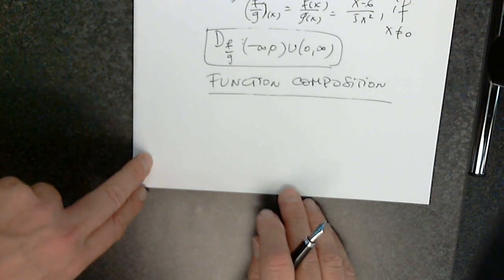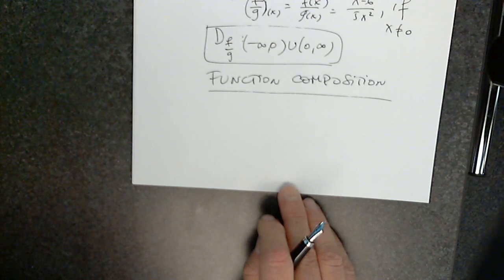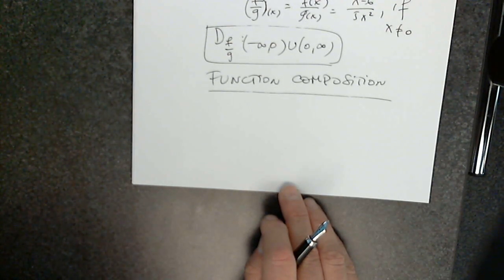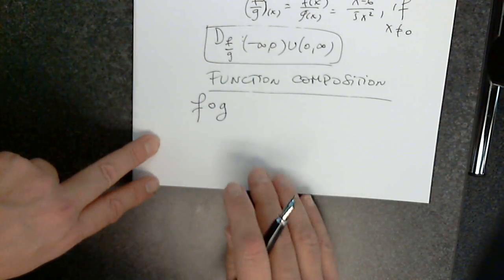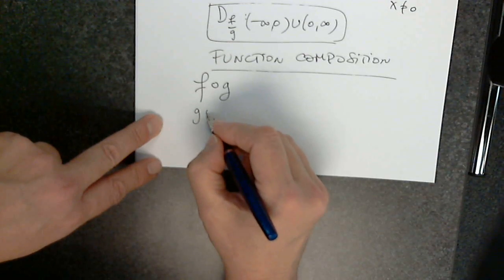This is none of the above ones. None. It's not addition, it's not subtraction, it's not multiplication, it's not division, it has nothing to do with those. The notation is F, a circle, and G. Or G, a circle, and F.